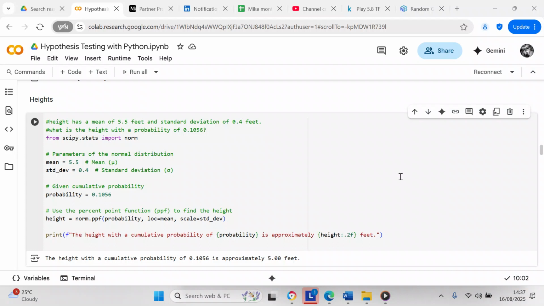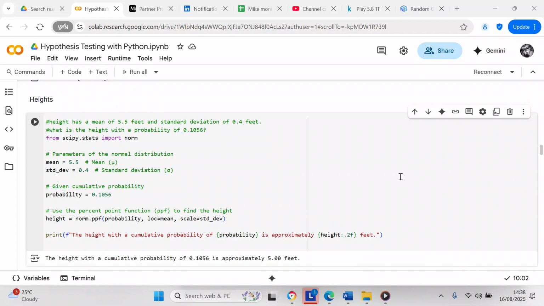In this video, we're going to solve some probability problems using a normal distribution on heights. So the question that we have is, the height has a mean of 5.5 feet and a standard deviation of 0.4 feet. What is the height with a probability of 0.1056? So we're going to write a program to solve this problem.